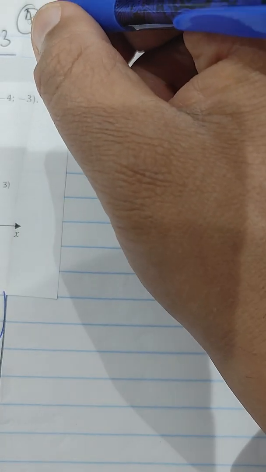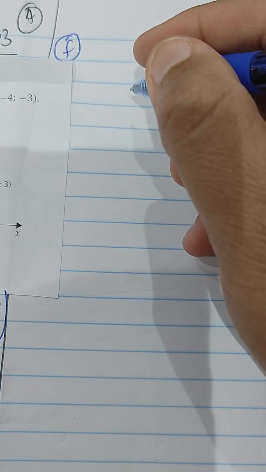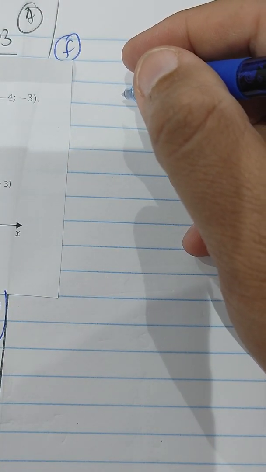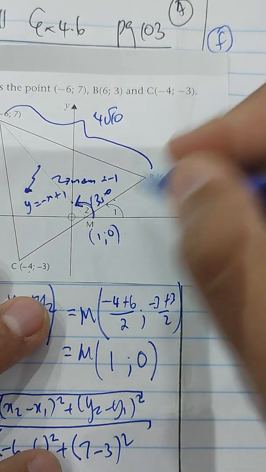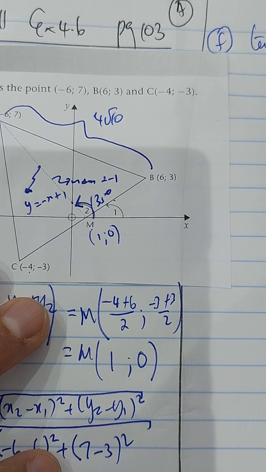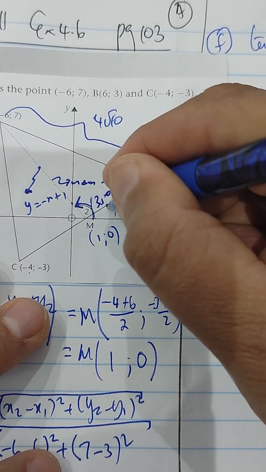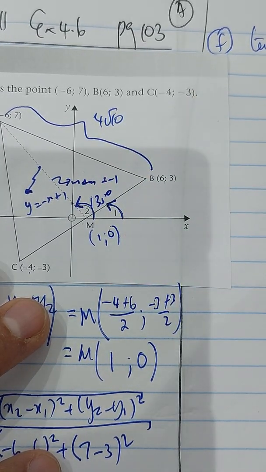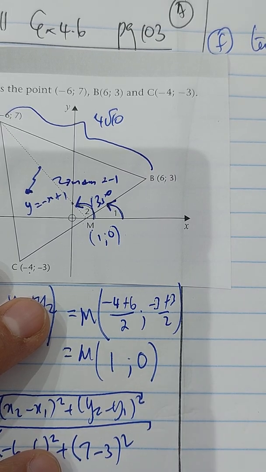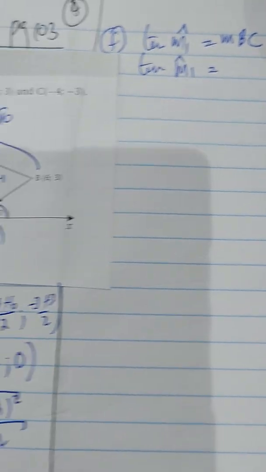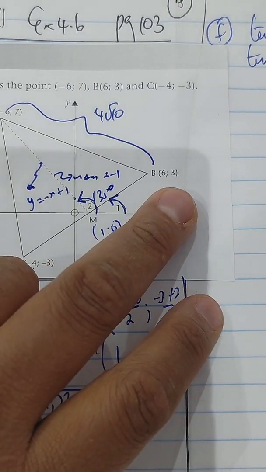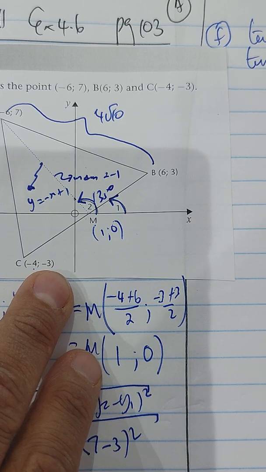Then in F, the question says determine the inclination of BC. So if you're looking at BC, in other words, we're working out M1. So tan of M1 is equal to the gradient of BC. Have I worked out the gradient at this point? No. But I can work it out at this point because I have 2 points there. So that will be change in y over change in x: y2 minus y1 over x2 minus x1. I don't write it down again because I've just written it down once before.